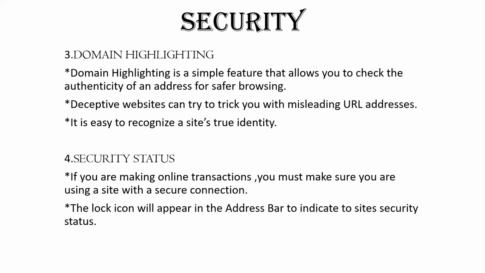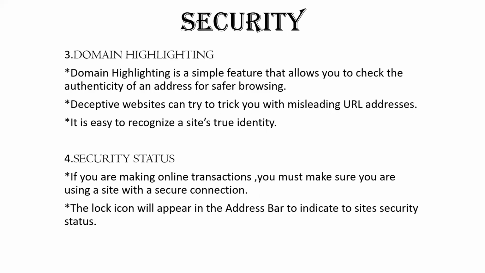Domain highlighting is a simple feature that allows you to check the authenticity of an address for safe browsing. Deceptive websites can try to trick you with misleading URL addresses. It is easy to recognize a site's true identity. So Internet Explorer has the website's domain highlighted in black to make it easy to recognize its true identity.